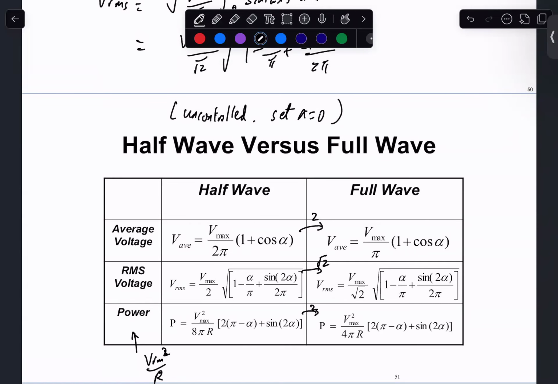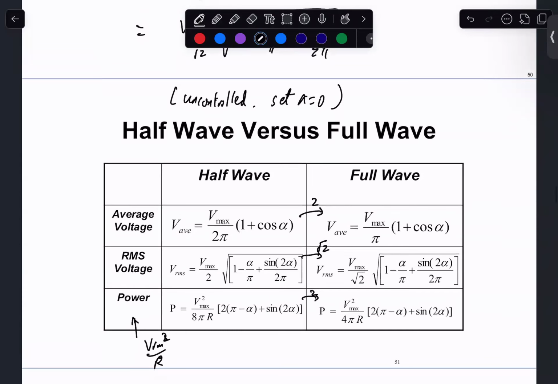Because the formula is VRMS squared over R, it gives us that a full wave rectifier doubles the power of half-wave, as you would expect. So this is our AC to DC rectifiers.